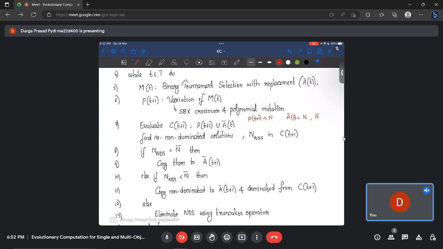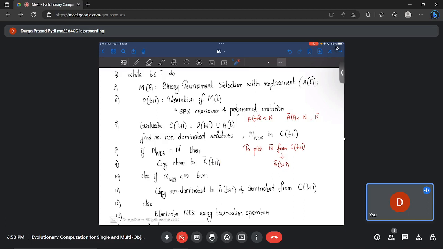So basically the idea is to pick n bar individuals from C of T plus 1 and send them to A bar of T plus 1. Like this is the idea. But how are we going to do that? If suppose the number of non-dominated solutions is equal to the archival size, then you don't have any issue. You just copy the non-dominated solutions from C of T plus 1 into A of T plus 1.